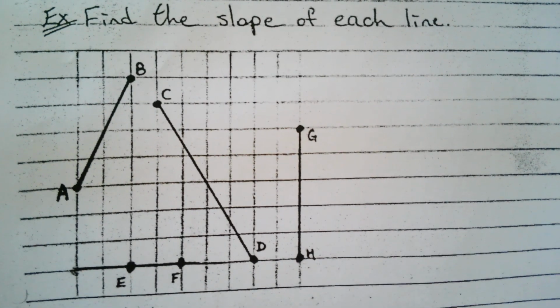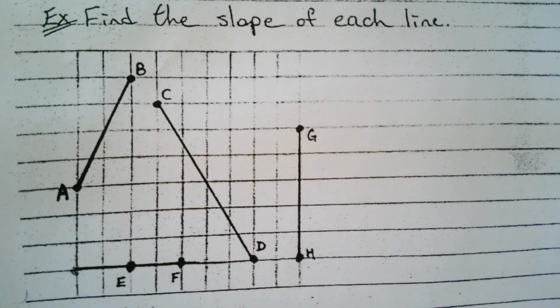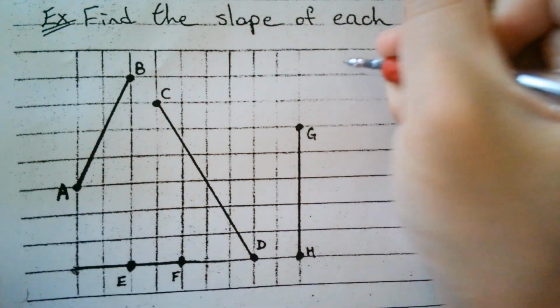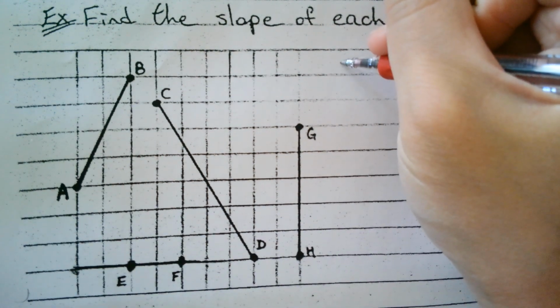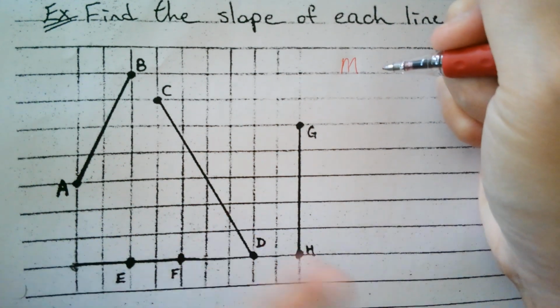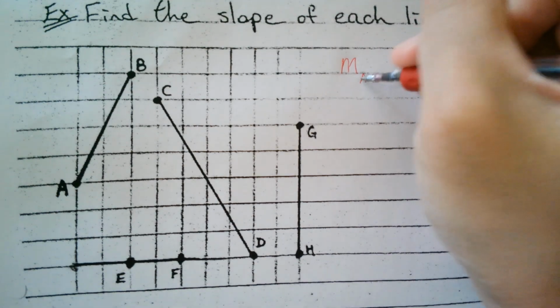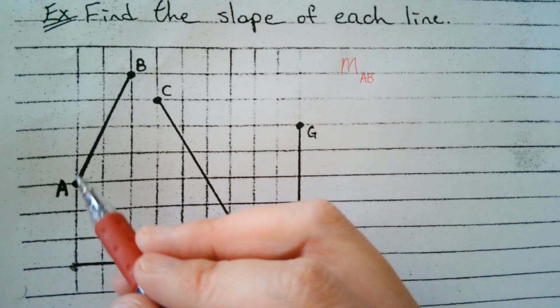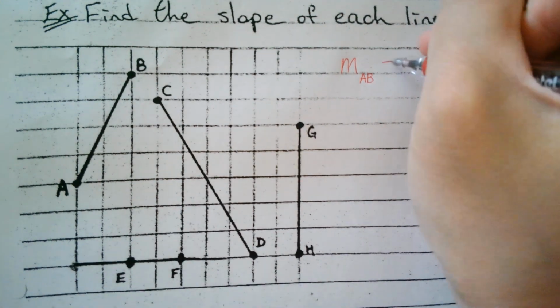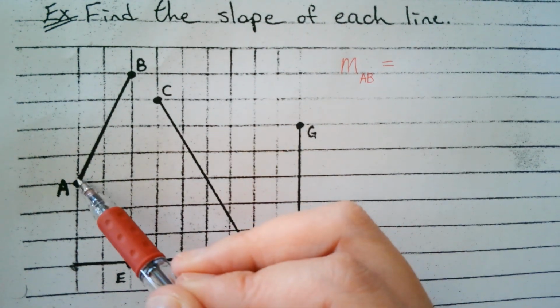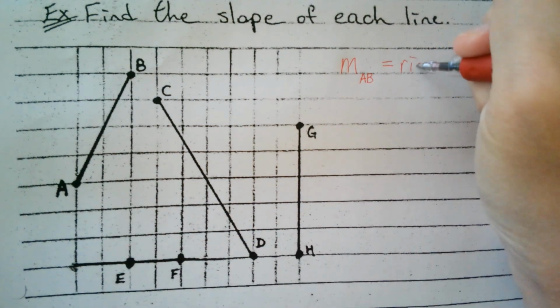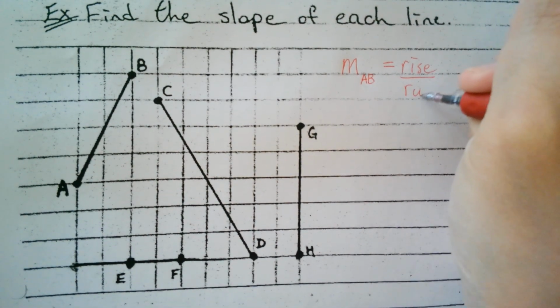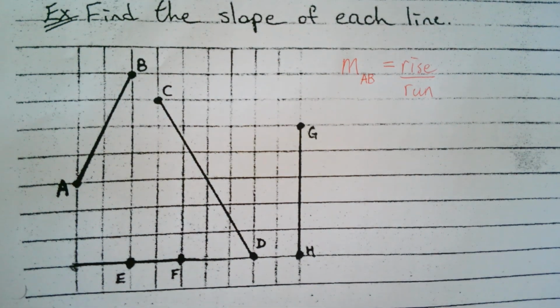Okay, so let's try these out. Given these lines right here, let's find the slope of each line. So what letter do we use to represent slope again? Yep, Cindy? M. Since I have so many lines, we can write this in a subscript. So M AB tells me that I'm finding the slope of this line between point A and point B. Remember, it was rise over run.